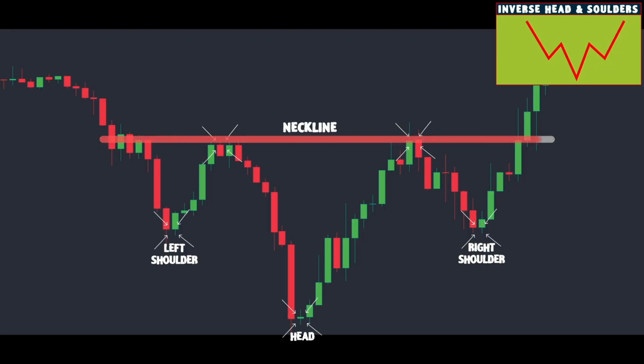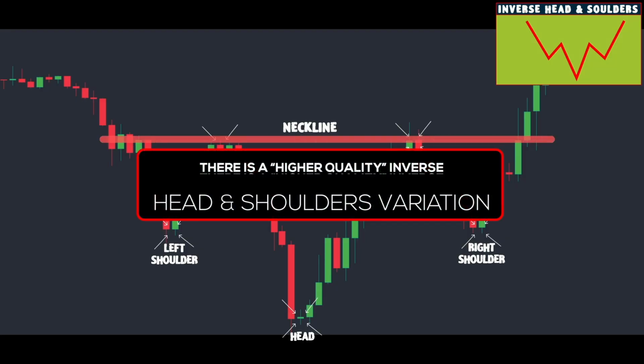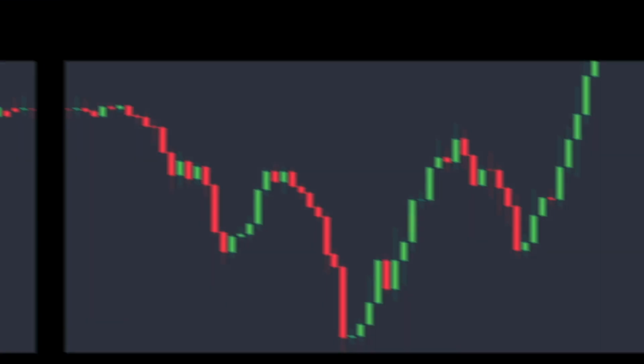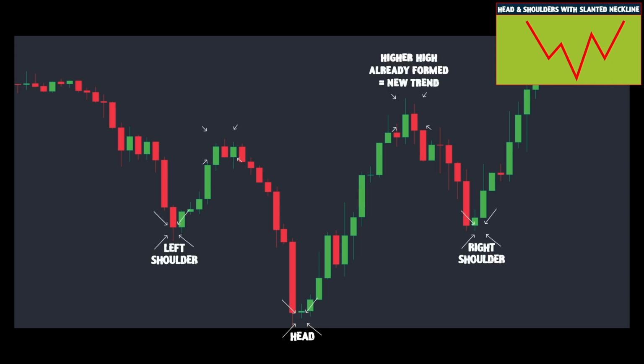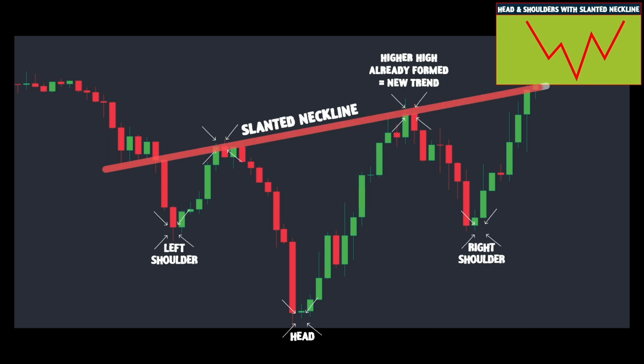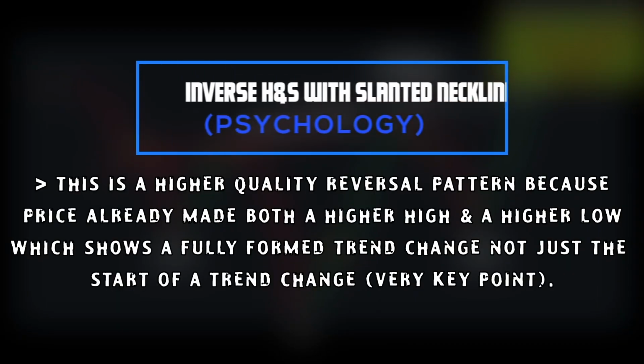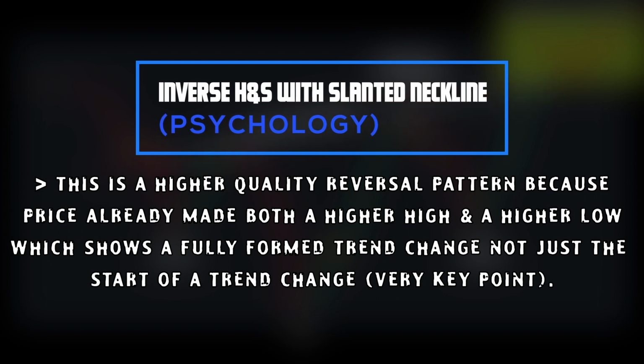Now again, there is a higher quality inverse head and shoulders pattern, which is an inverse head and shoulders pattern but with a slanted neckline. Again, it is the same as a head and shoulders pattern, except you already have a higher high that formed, creating a slanted neckline. So from a price action standpoint, this is a higher quality reversal pattern because price already made both a higher high and a higher low, which shows a fully formed trend change and not just the start of a trend change.